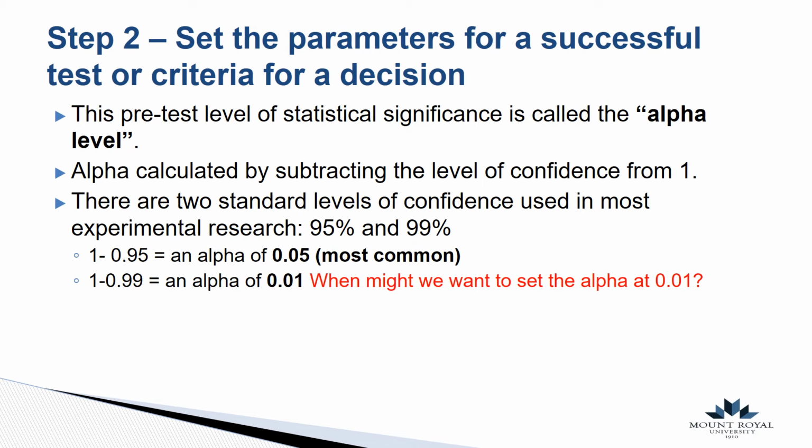So just challenge yourself to think about when might we want to set the alpha at 0.01. So we have a very, very small chance or possibility that the results could be due to chance. And I'm going to share an example: it would be testing of drugs. That's commonly used in healthcare, where we might be testing a new drug, a new treatment, a new medication, and we want to be absolutely certain that the changes are due to the treatment, not chance.